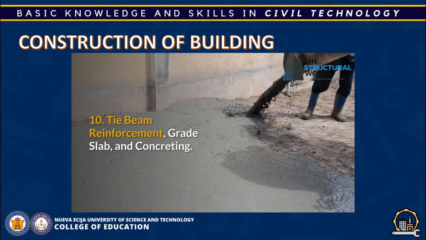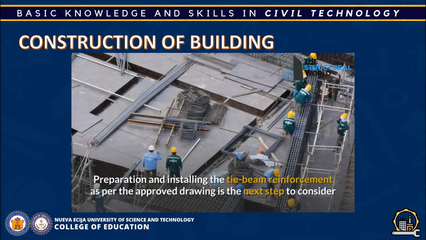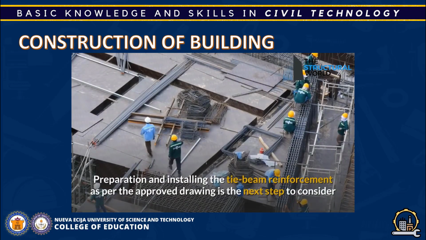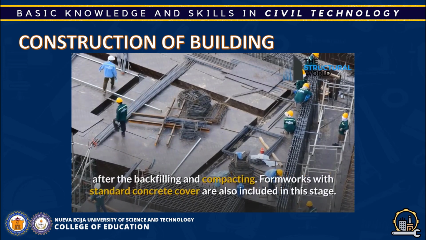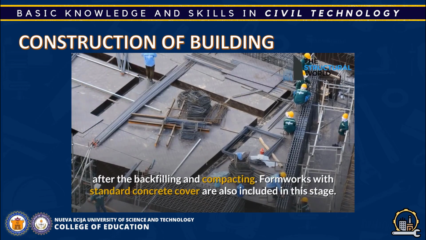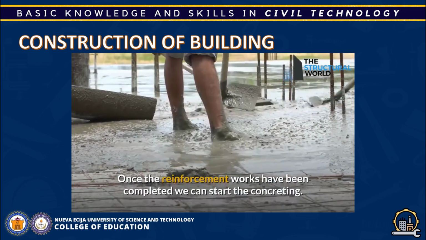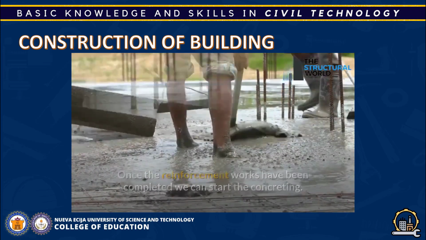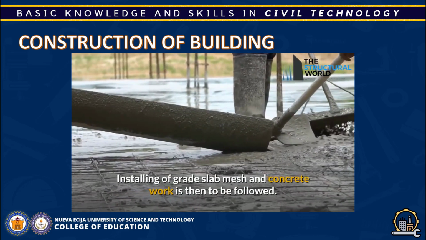10. Tie beam reinforcement, grade slab, and concreting. Preparation and installing the tie beam reinforcement as per the approved drawing is the next step to consider after the backfilling and compacting. Formworks with standard concrete cover are also included in this stage. Once the reinforcement works have been completed, we can start the concreting. Installing of grade slab mesh and concrete work is then to be followed.